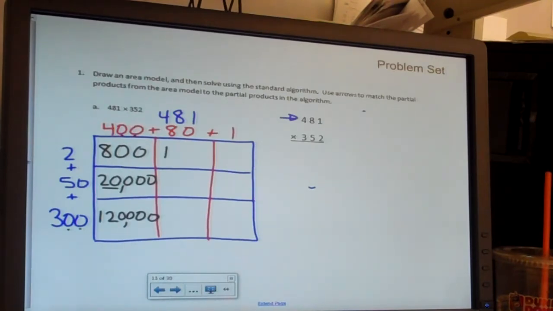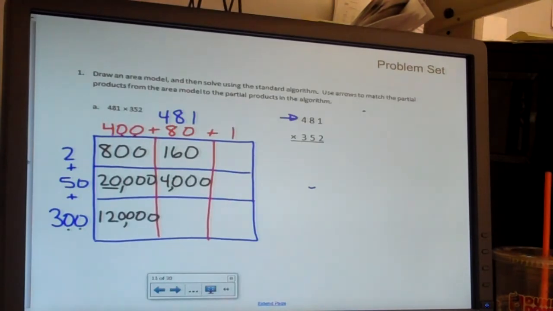16. So 160. Good. 50 times 80? 400. No, 4,000. Good. Because what's 5 times 8? 40. And then we have our 2 zeros. So we get 4,000. Jose, what about 300 times 80?